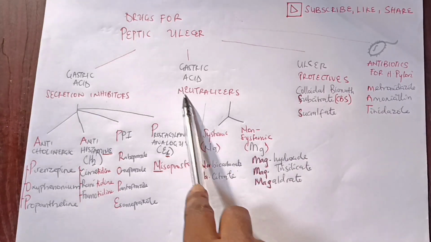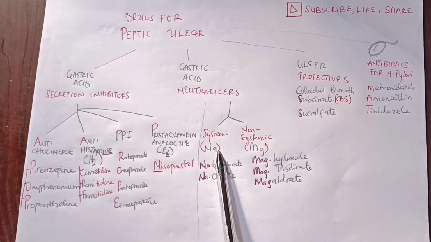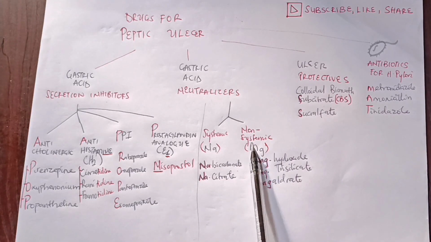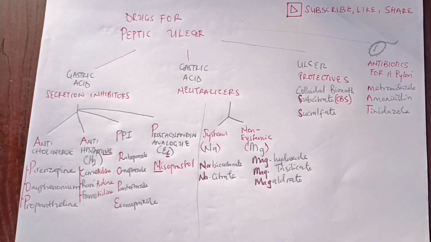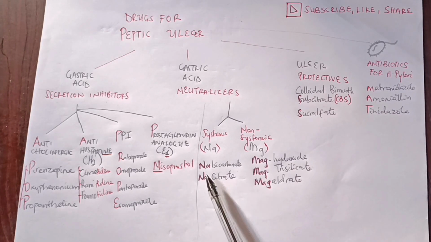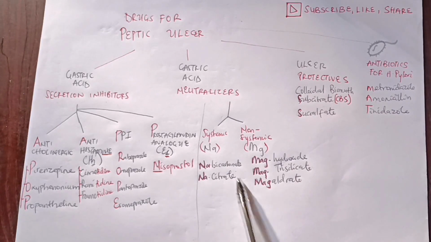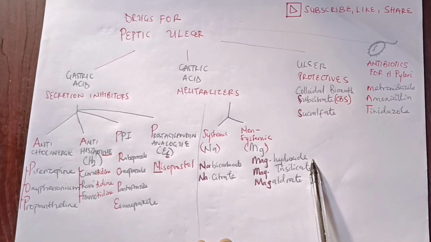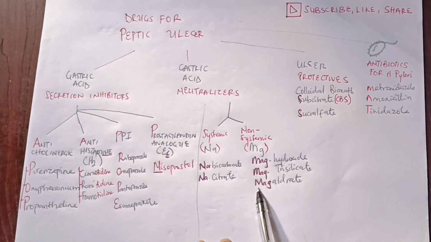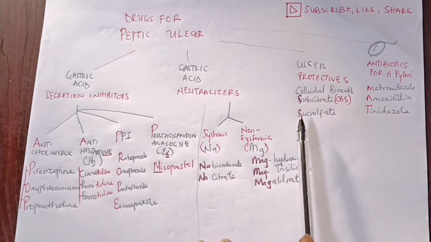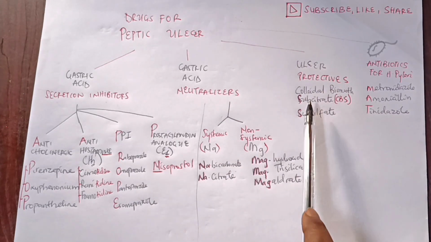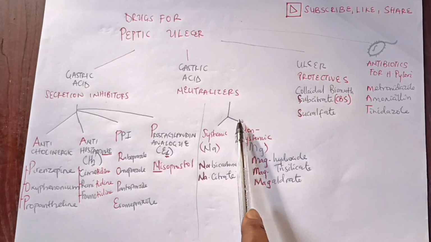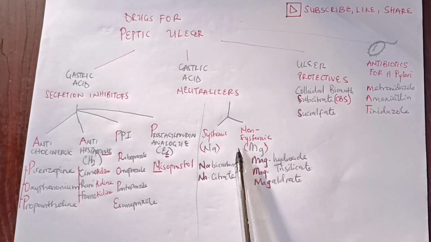And then we'll now come to the systemic and the non-systemic. That is for the gastric acid neutralizers. The neutralizers work systemic and the ones that work non-systemic. And for the systemic, we have sodium. For the non-systemic, we have what? Magnesium. For sodium, we have sodium bicarbonate, sodium citrate. For the non-systemic, we have magnesium hydroxide, magnesium trisilicate, and magaldrate. So we'll now come to the what? The protectives, because we have to protect the ulcer. CBS, colloidal bismuth subcitrate, okay? And then we'll have the sucralfate.